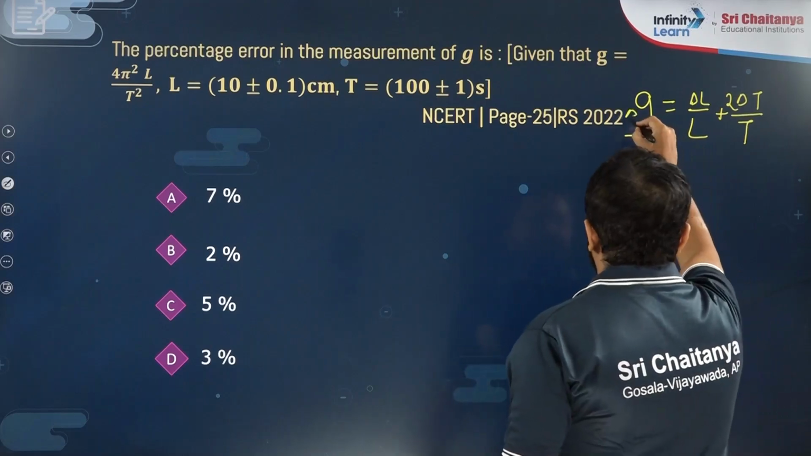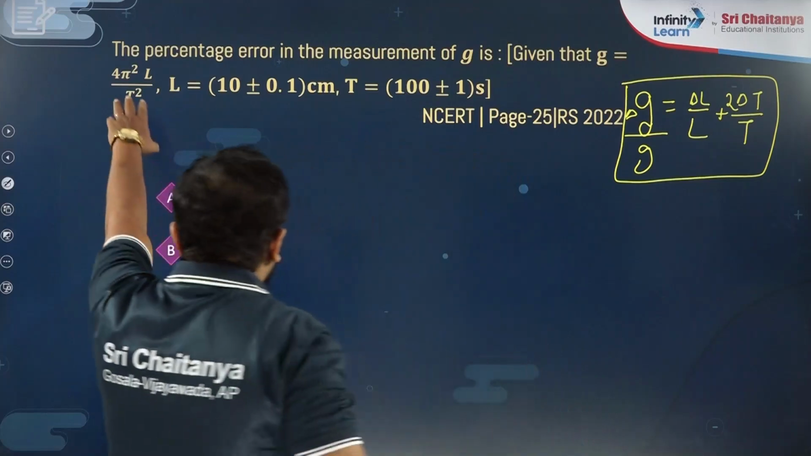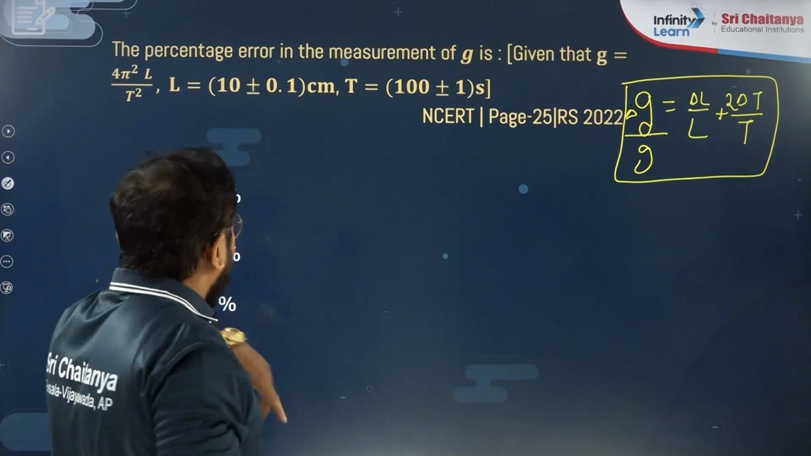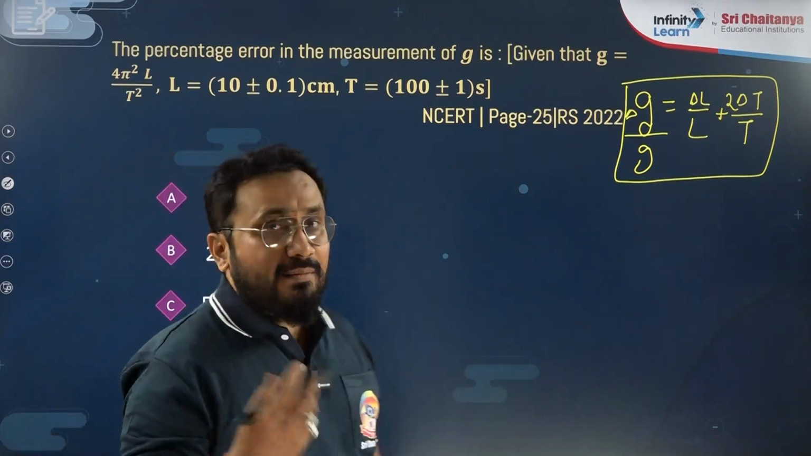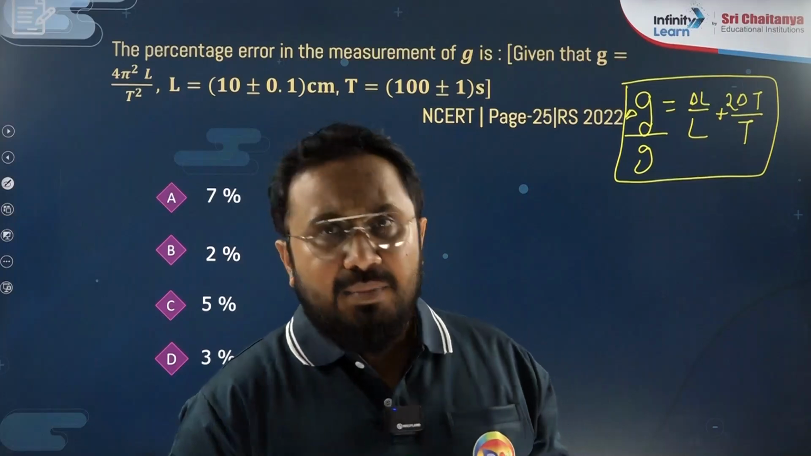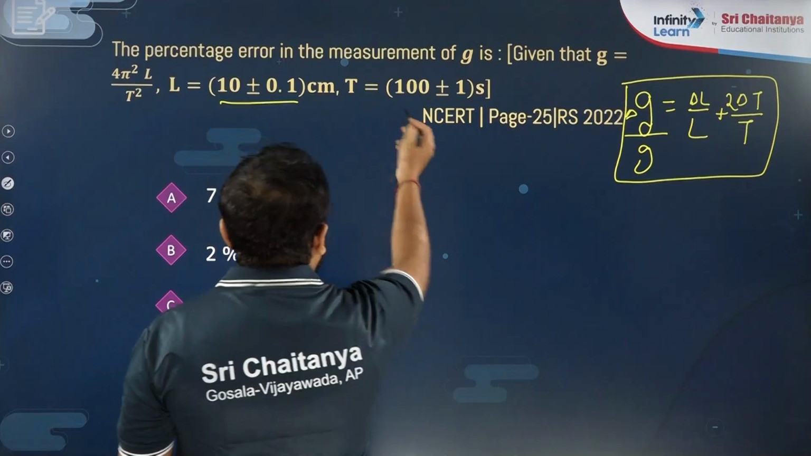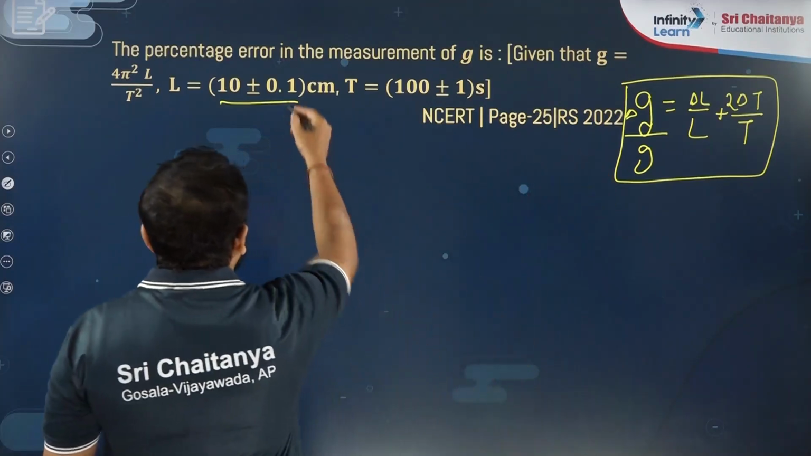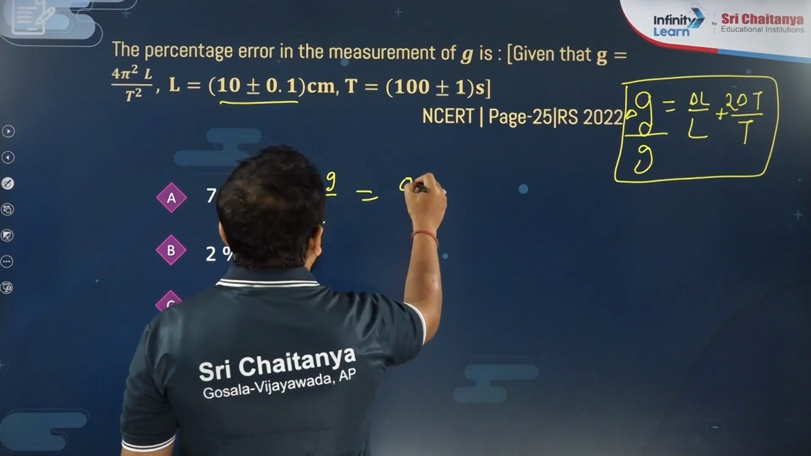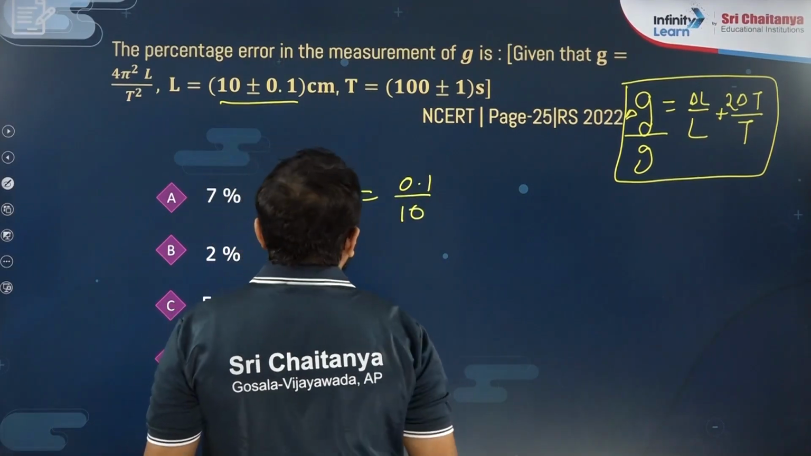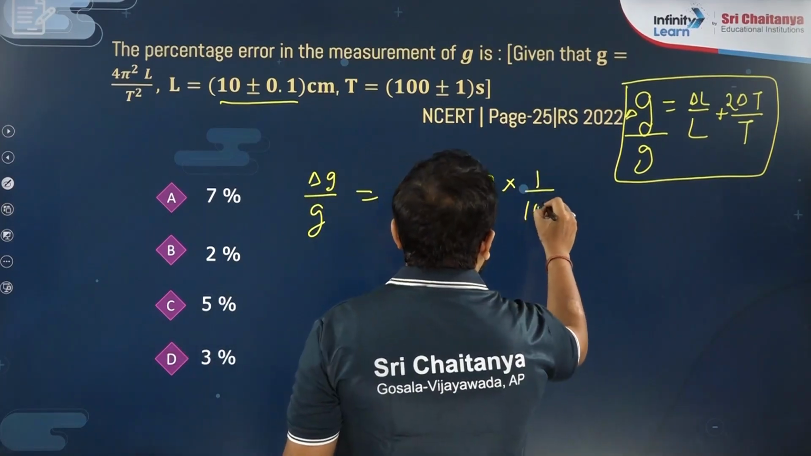See the method of deriving the formula. What I have divided? 4 pi square, no need. L can be written this way, T square can be written that way. Simply multiply 100 on both sides. When we multiply 100 on both sides, it converts into percentage, and substitute the values. Or if it is not given in percentage, it is given as a value, so substitute the value. What is delta L given to you? Simply 0.1 by 10. Yes or no? What is delta T given to you? 2 into 1 by 100.